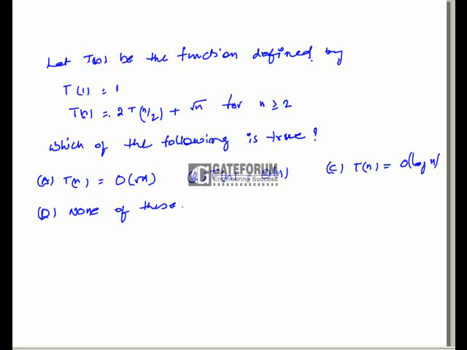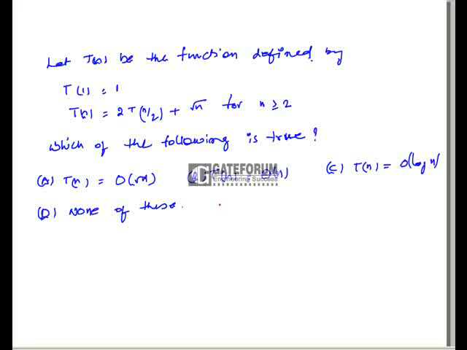Question: a recurrence relation is given. T of n is equal to 1 if n is equal to 1, and T of n is equal to 2 into T of n by 2 plus root n if n is greater than or equal to 2. Here we have to express T of n in terms of asymptotic notations.